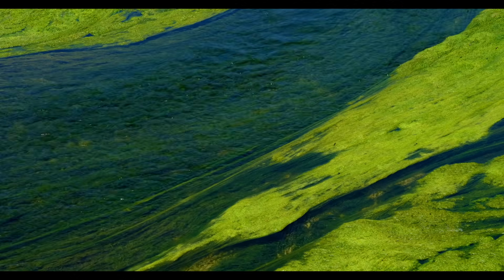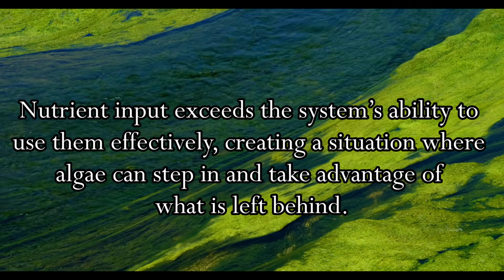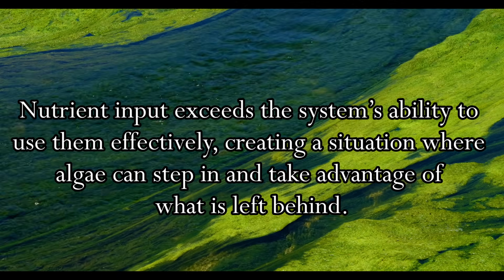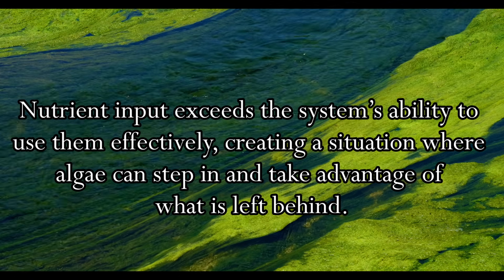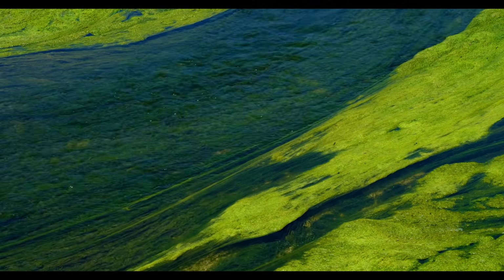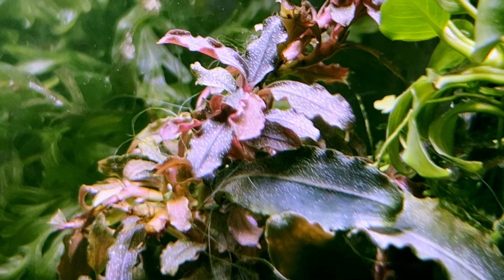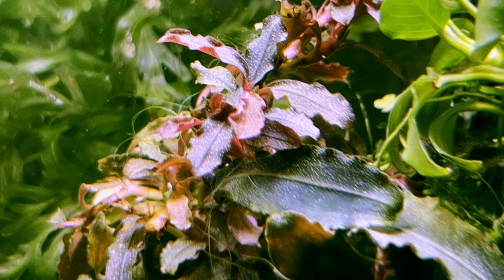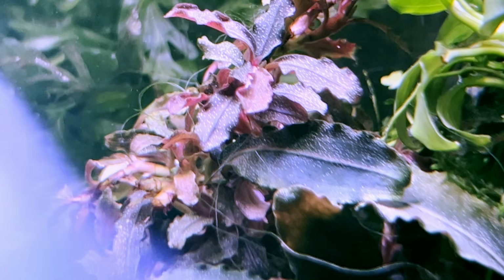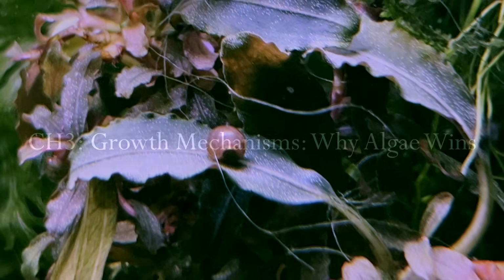So when we say that excess nutrients cause algae, what we are really describing is a system where nutrient input exceeds the system's ability to use them effectively, creating a situation where algae can step in and take advantage of what's left behind. And that leads us to the key idea for this chapter. Algae does not grow simply because nutrients are present, but because they are available in a way that other organisms in the system are not able to fully utilize.